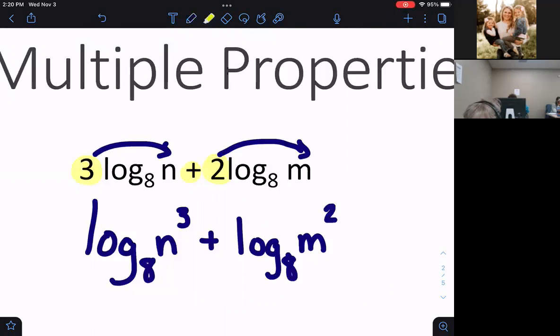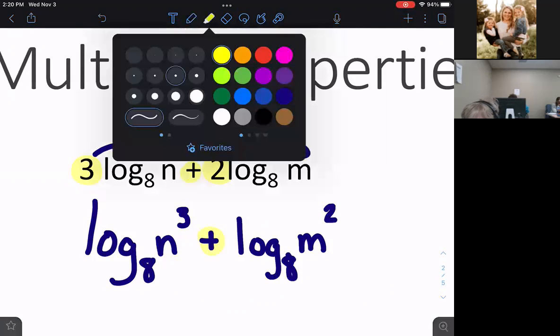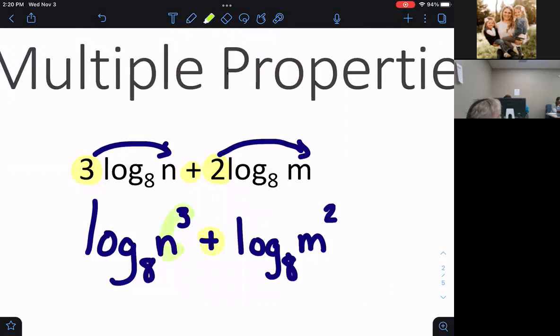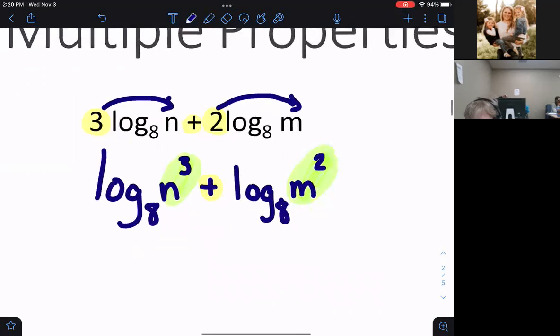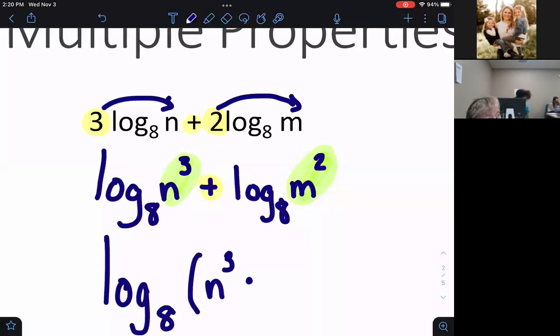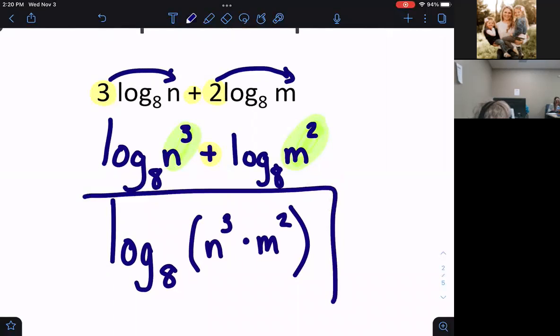My next step is going to be to condense these because they're addition. We're going to use the product property. The product property is telling me that I'm going to multiply this times this. So I'm going to put 1 log and then multiply n to the 3rd times m squared in parentheses. So log base 8 of n to the 3rd times m squared. And that is our final answer. We condensed 2 logarithms into 1 logarithm.